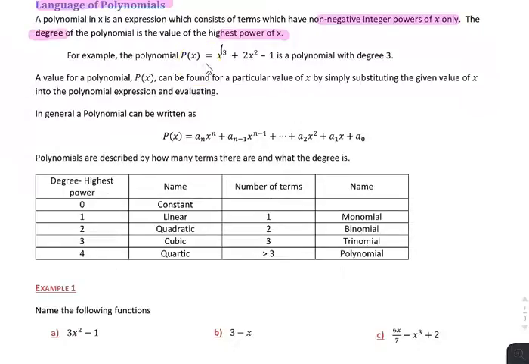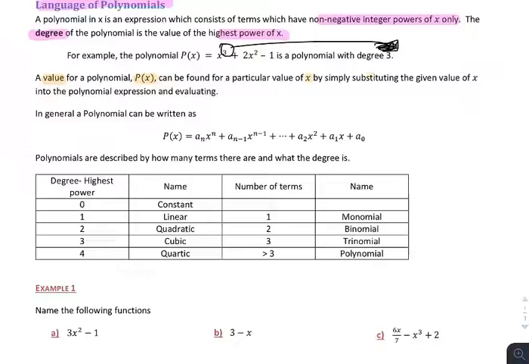Now in this particular example, the polynomial p of x has a highest power of 3. So 2 is less than that, so that's not included. We don't have anything else with an x. So 3 being our highest power, we would state that the degree is equal to 3. So 3 highest power, degree is equal to 3. The value of a polynomial p of x can be found for a particular value of x, let's say 3, 4, 5. You could substitute in anything, by substituting that x value into the actual polynomial expression and then evaluating.